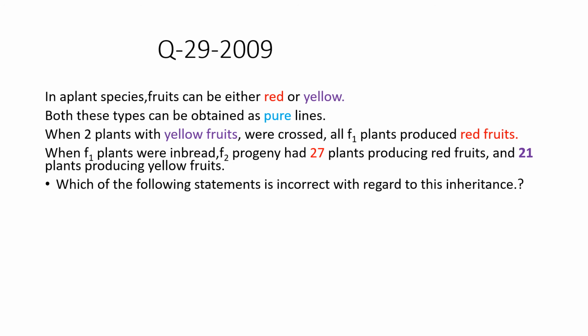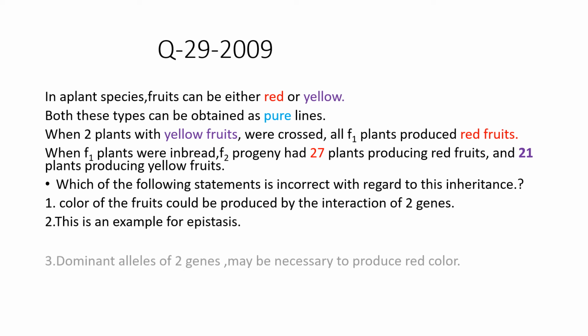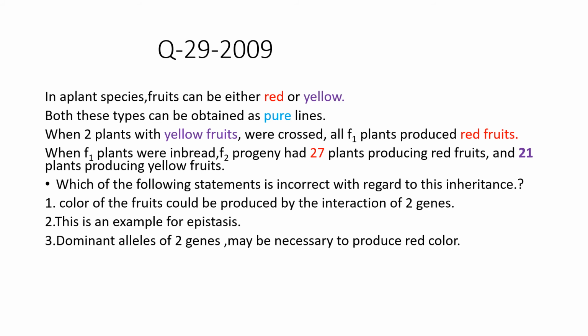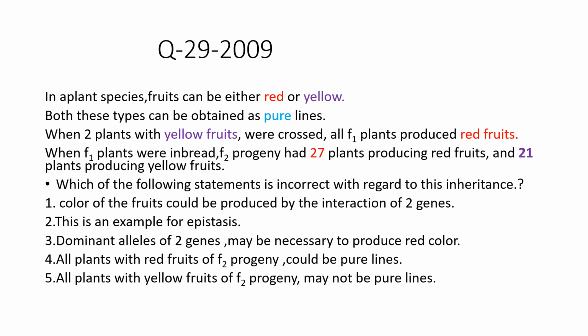Which of the following statements is incorrect with regard to this inheritance? 1. Color of the fruits could be produced by the interaction of 2 genes. 2. This is an example of epistasis. 3. Dominant alleles of 2 genes may be necessary to produce red color. 4. All plants with red fruits of F2 progeny could be pure lines. 5. All plants with yellow fruits of F2 progeny may not be pure lines.